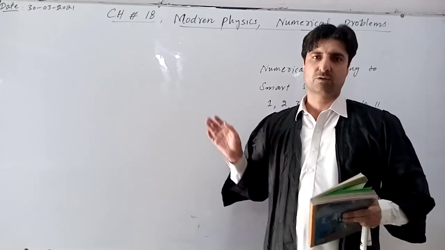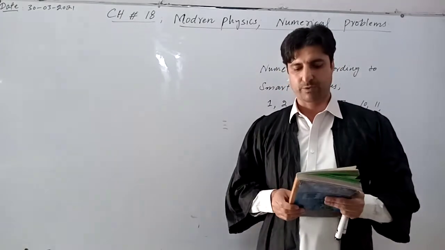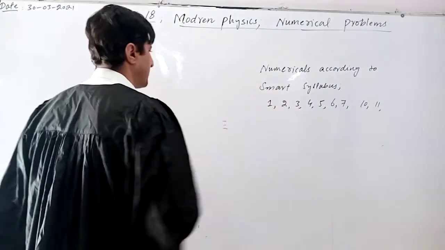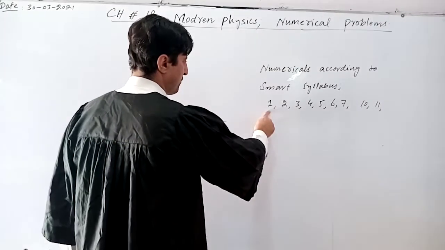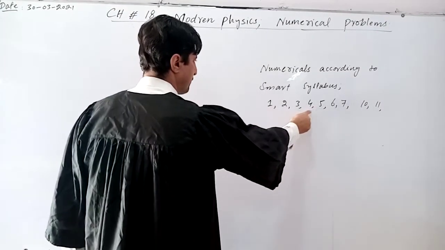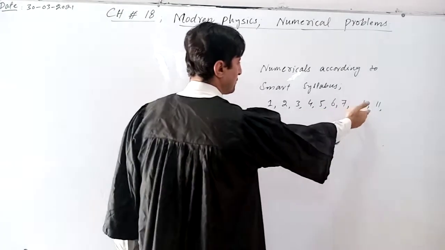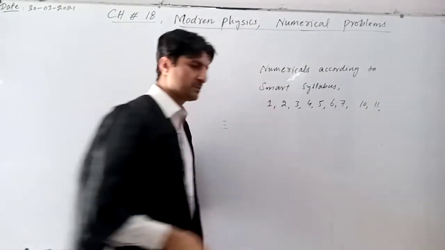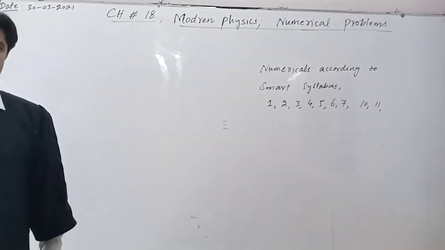Today we will solve the numerical problems of chapter number 18, which is about dawn of modern physics. According to the SMART syllabus, the numericals included in our SMART course are numerical number 1, 2, 3, 4, 5, 6, 7, and also numerical number 10 and 11. So we will solve these 9 numericals from chapter number 18, which is about dawn of modern physics.